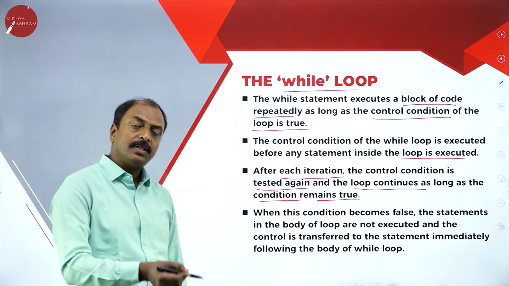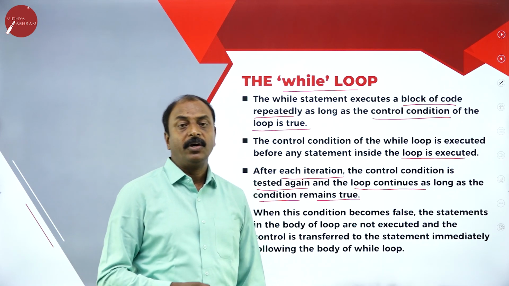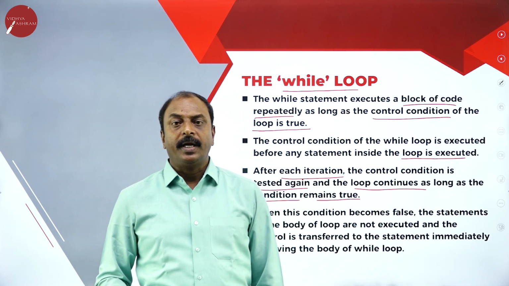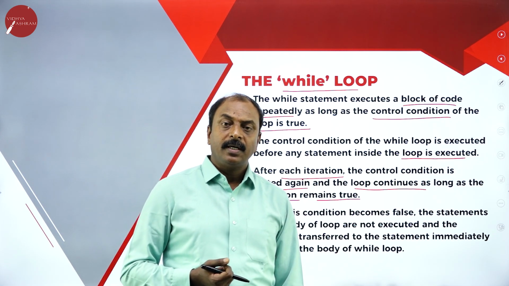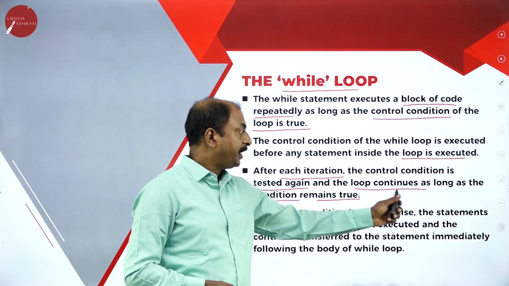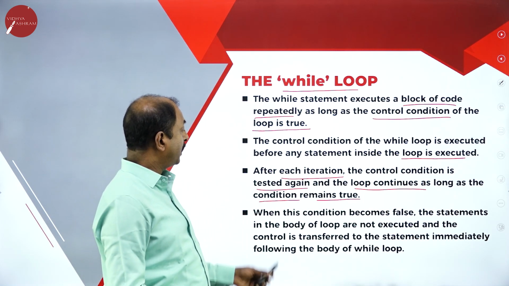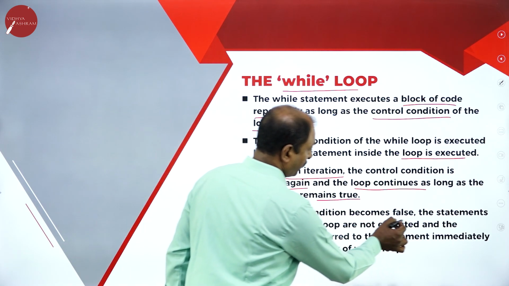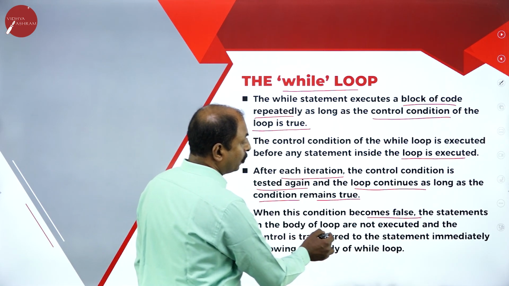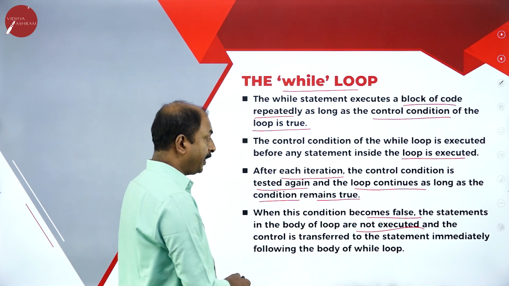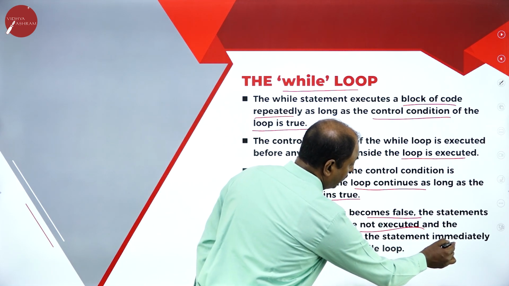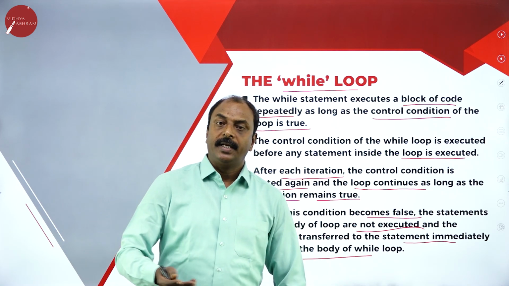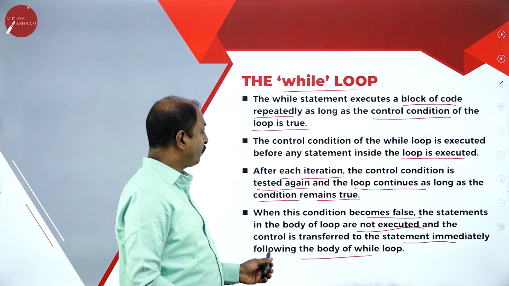So, as we saw in the for loop, at every iteration, every cycle, it is going to check the condition, and if the condition is true, it continues to execute the statements. And how long does it continue? As long as the condition is true. When the condition fails, the control comes out of the while loop. When the condition is false, the statements in the body of the loop are not executed, and the control is transferred to the statement immediately following the body of the while loop. So once the condition fails, it comes out of the while loop and executes the statements after it.